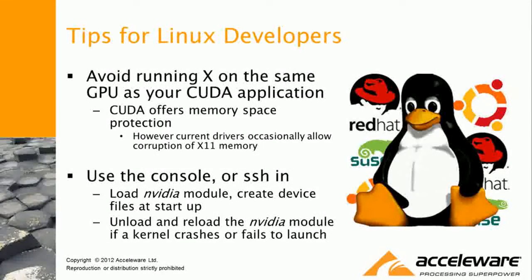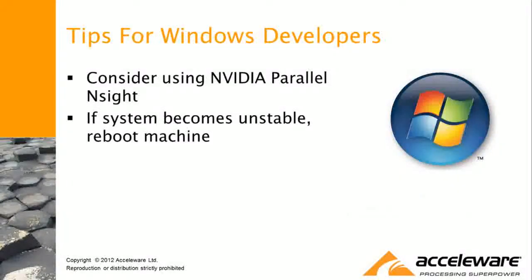If you're in Linux, you probably don't want to be running X on the same GPU as your CUDA application. CUDA does offer memory protection, but sometimes the current drivers will allow you to corrupt that. One of your best options, and you'll see this when I work with Insight, is that if you can SSH or do a console in, that really helps the debugging process, because then you're not running your graphics display on the same GPU that's doing the computation. That's where you start to run into issues, and it can be a bit of a problem. So unload and reload the Nvidia module if your kernel crashes or fails to launch.